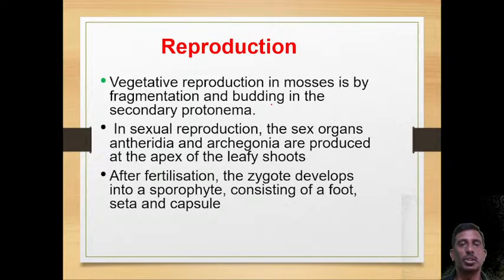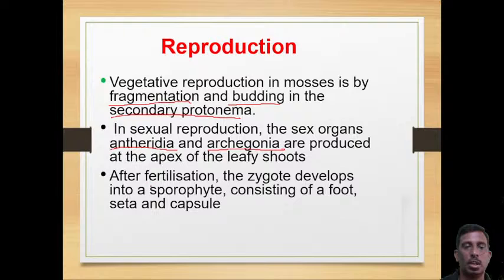When you come to reproduction, it shows vegetative reproduction, that is by fragmentation and budding in the protonema, secondary protonema. In sexual reproduction, the male sex organ is called antheridium and the female sex organ is called archegonium. After fertilization, the zygote develops into a sporophyte consisting of foot, seta and capsule.